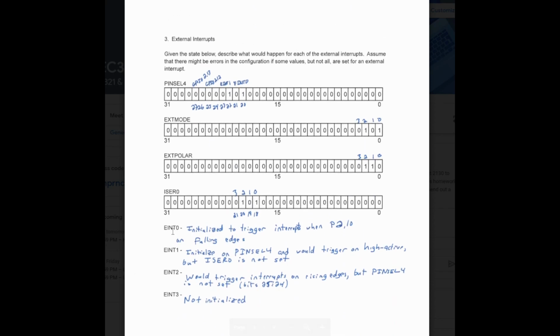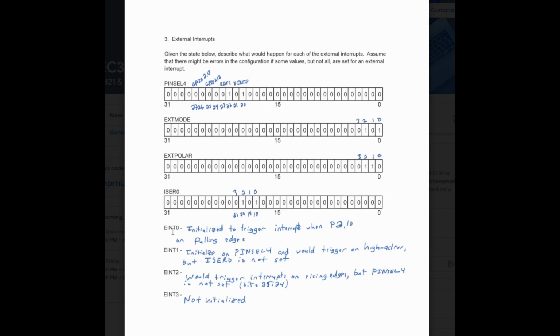On to problem 3, which is on external interrupts. Given the state below, describe what would happen for each of the external interrupts. Assume that there might be errors in the configuration if some values, but not all, are set for an external interrupt. This is really just going back to some of what you've been doing for Lab 5, which is trying to debug external interrupts when they don't work.